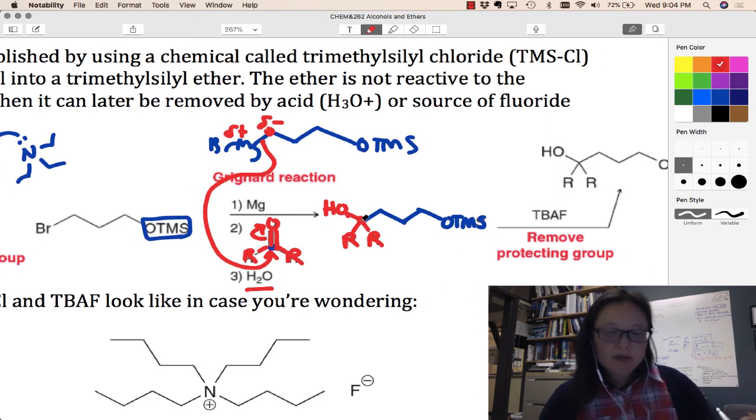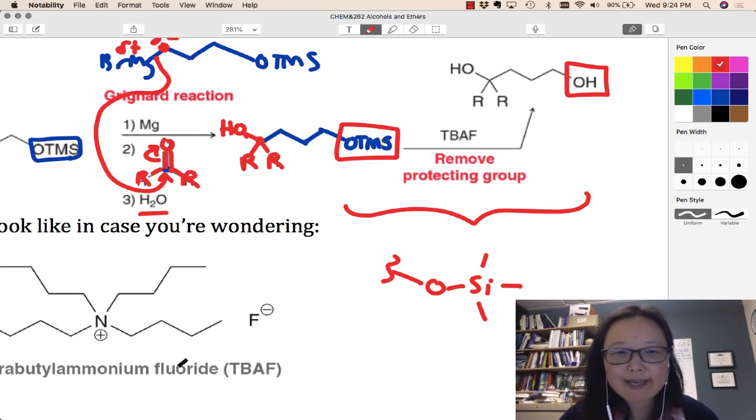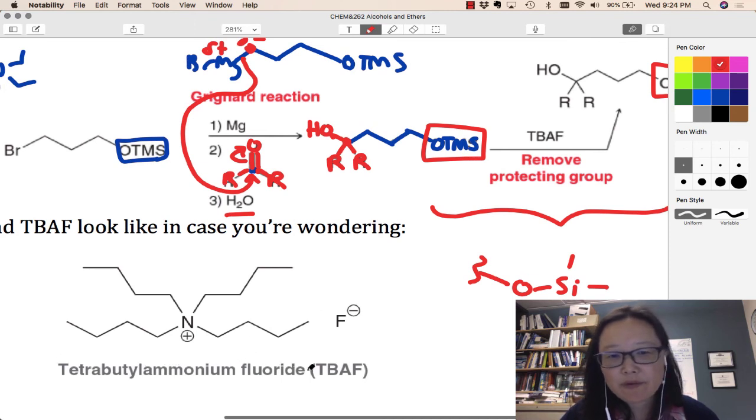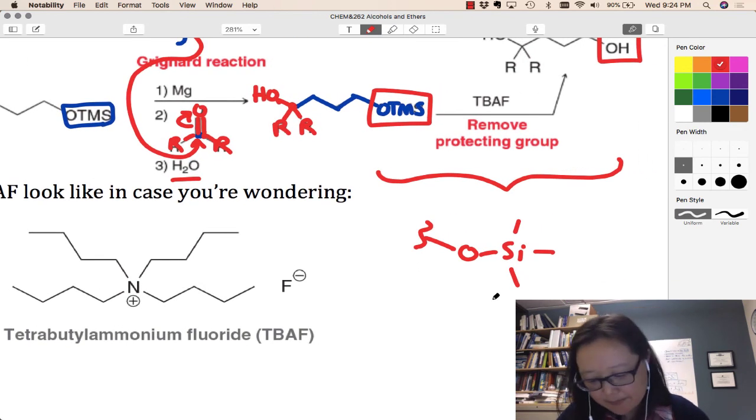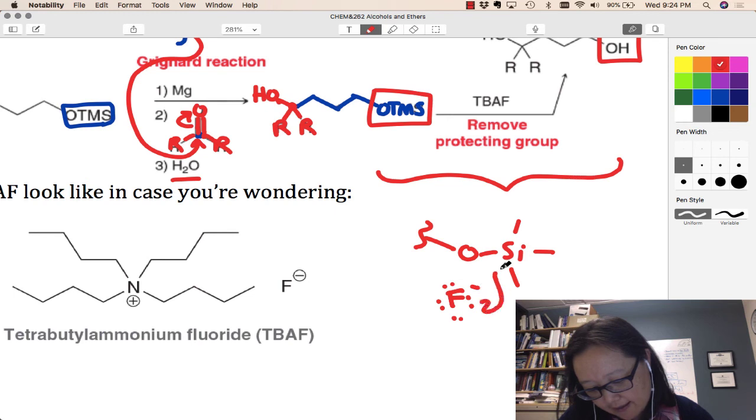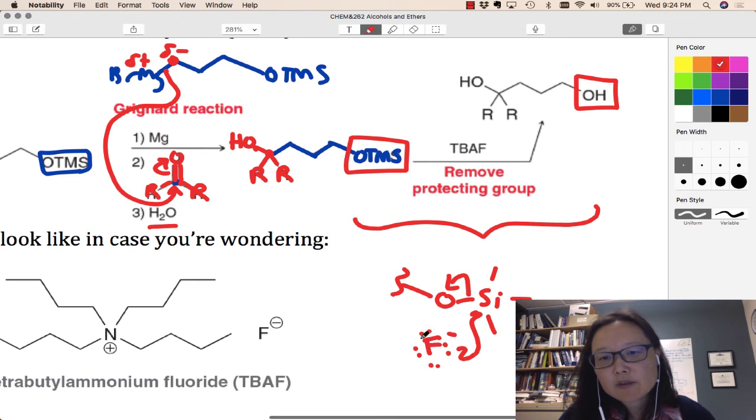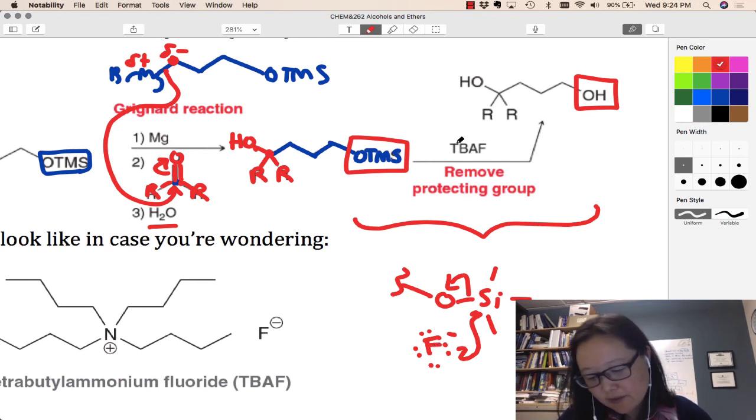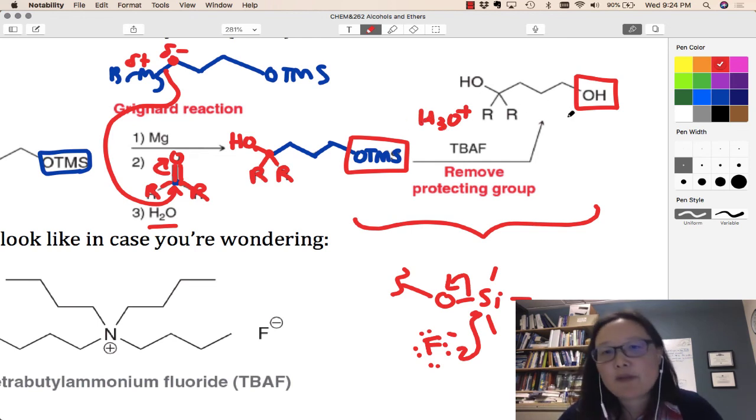Now, let's say that we don't want TMS anymore. We want an alcohol. We can remove that. Here's how we remove that protecting group. We use something called tetrabutylammonium fluoride, TBAF, or you can just use H3O+. And usually what happens is this protecting group can fall off, so you can have a fluoride ion here attack here, displace that O group, which can then get protonated by water in solution. So that source of fluoride ion is what this TBAF is for. Or you can just use H3O+ if you want. That's very commonly used to remove protecting groups, certain ones. This one is acid sensitive, so you can remove it with acid.